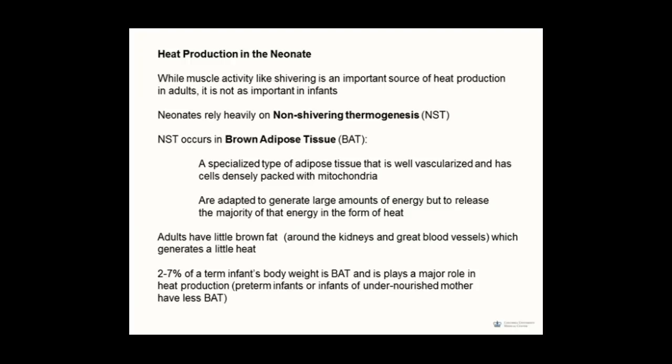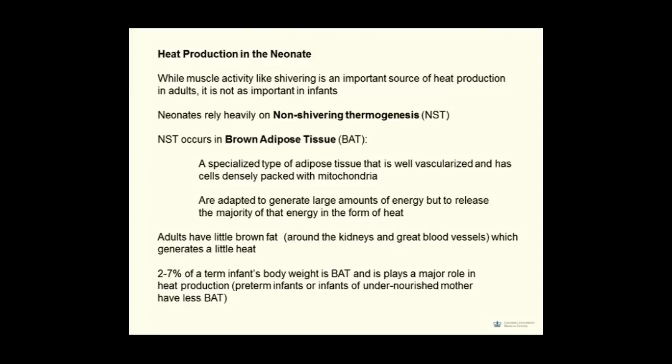And the kind of heat production that these neonates have is what we call non-shivering thermogenesis. It's called that because as an adult, if we want to produce extra heat in order to warm up, if we're too cold, we start to shiver, right? Our muscles start to contract, and that produces some heat, and it helps us. Shivering isn't going to help babies much in terms of heat production. So their main way of producing heat is through this brown adipose tissue.